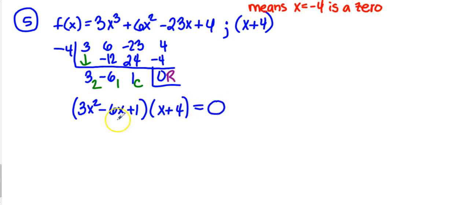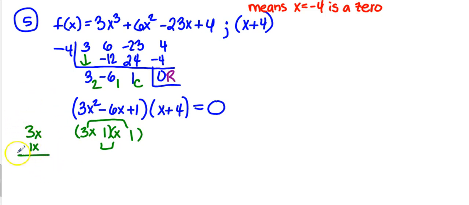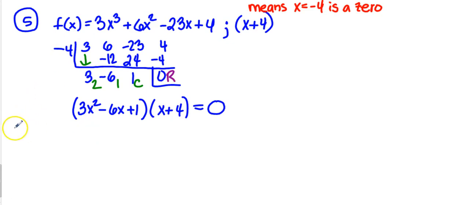Setting this equal to 0, let's see, is this factorable? Well, my only options would be 3x and x. And 1 just has 1 and 1. So if I multiply the outer, that gets me 3x. Inner gets me 1x. There's no way I'm getting to negative 6 from there. So we need to use the quadratic formula. Woo-woo! Quadratic formula.